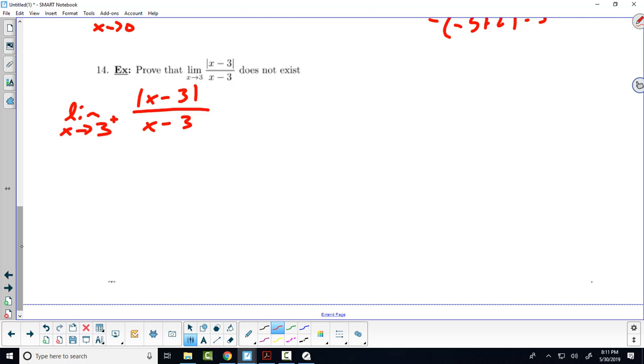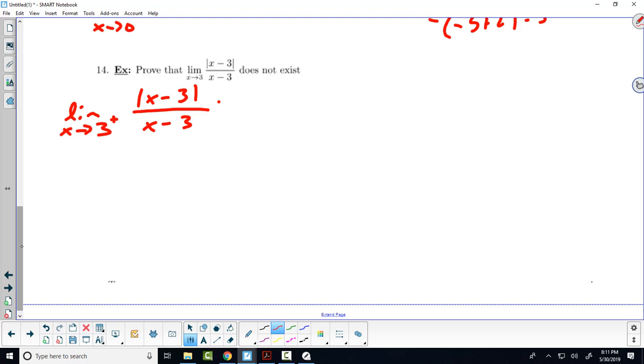Numbers like what? 3.14, 3.1. When I subtract 3 from that, what will I always get? A positive number. Does that make sense? Everyone understand that? This is very important. As I approach 3, but from the right, the argument of the absolute value will always be positive. How do I take the absolute value of a positive expression?